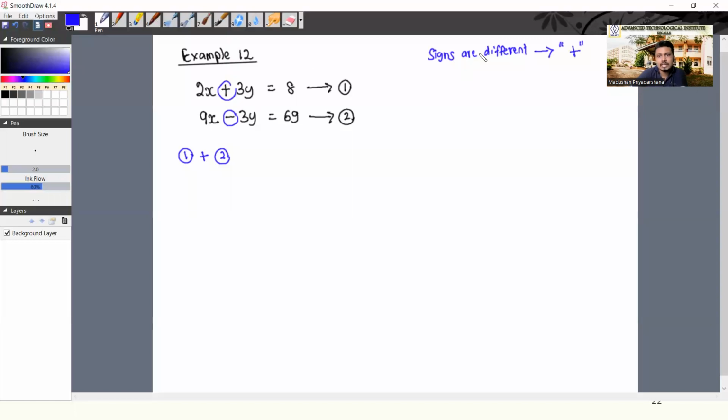If the signs are different, then we need to add those two equations in order to eliminate the variable we required.